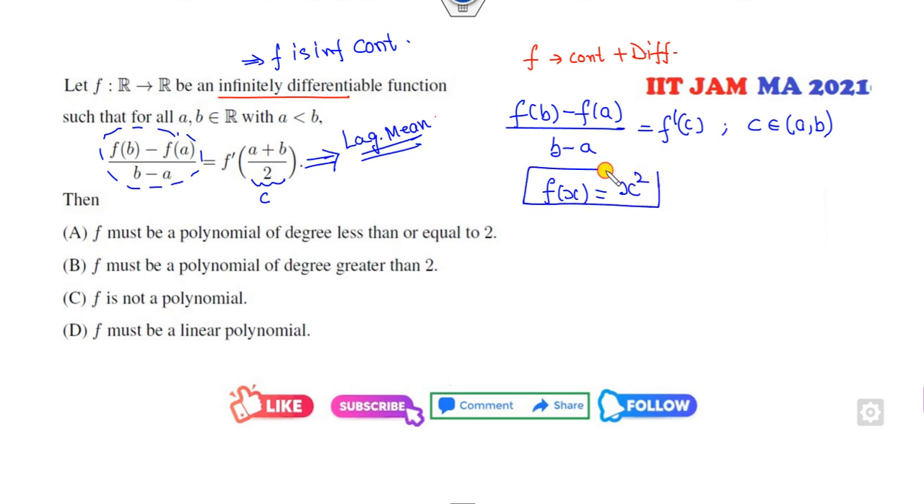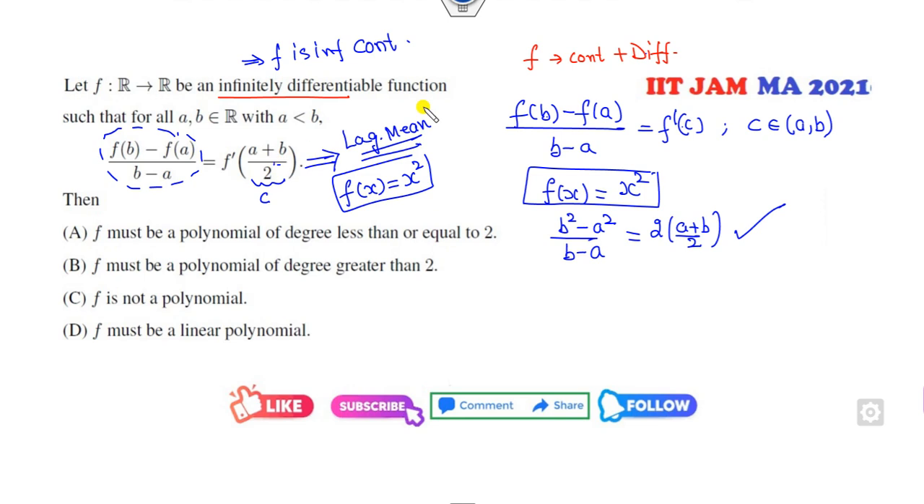Say x square. Fine. Is this function satisfied? b square minus a square over b minus a. What is the derivative of this? It is 2 times c. Fine. So clearly this property is satisfied. So it means f of x equal to x square satisfies this equation.